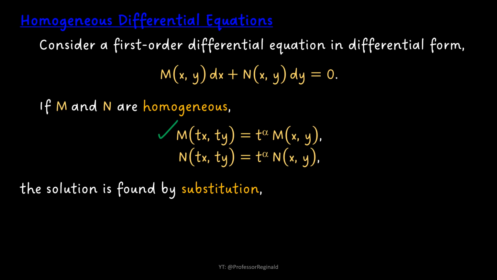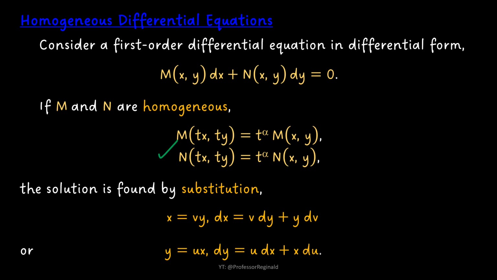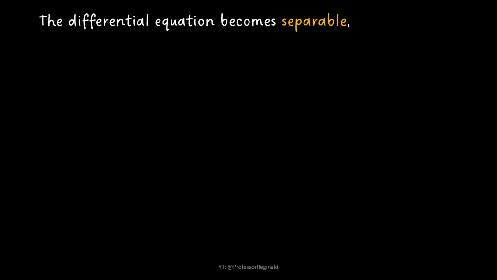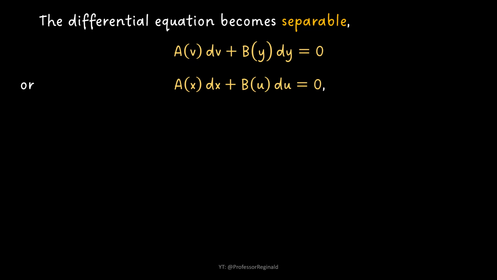If M is simpler, let x equal vy, so that dx equals v dy plus y dv. Or if N is simpler, let y equal ux, so that dy equals u dx plus x du. After substitution, the differential equation becomes separable, and can be solved by integration.